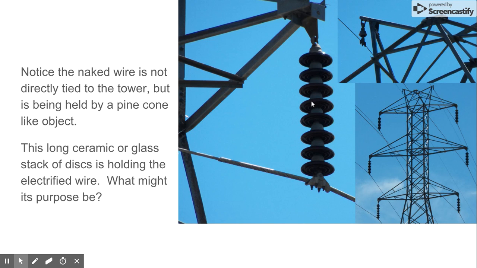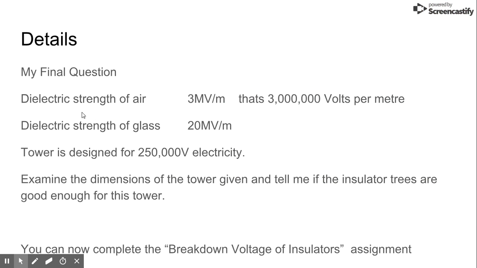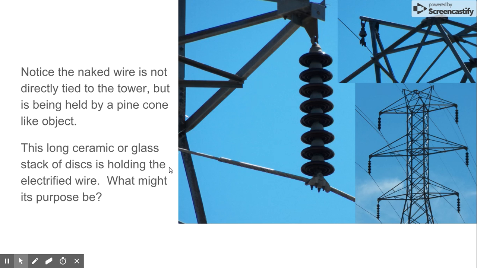Why this disc shape? Because you don't want water during the rain making a nice clean path to this. And that provides you the insulation gap you need to avoid having arcing between the tower and the wire. So let's take a look at air. It can block 3 million volts a meter. Glass can block 20 million volts a meter. The tower is designed for 250,000 volts. If you look at the dimensions of the tower, you can tell me if the insulation trees are good enough.